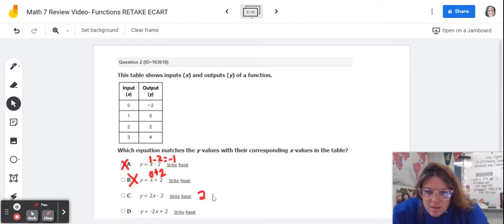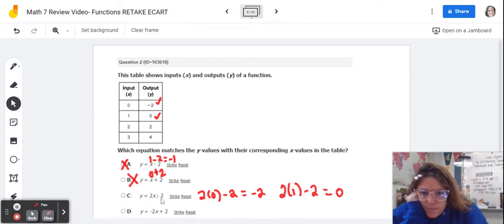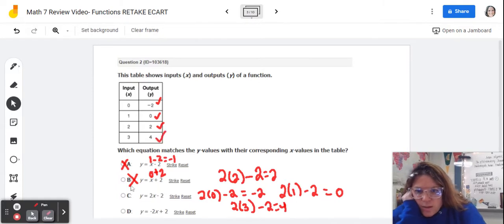2 times 0 is 0, and 0 minus 2 equals -2. Okay, that one works. 2 with a 1. So 2 times 1 is 2. 2 minus 2 is 0. That works. Okay, 2 times 2 is 4. 4 minus 2 is 2. Oh, that works. And then 2 times 3 is 6, and 6 minus 2 equals 4. That works.